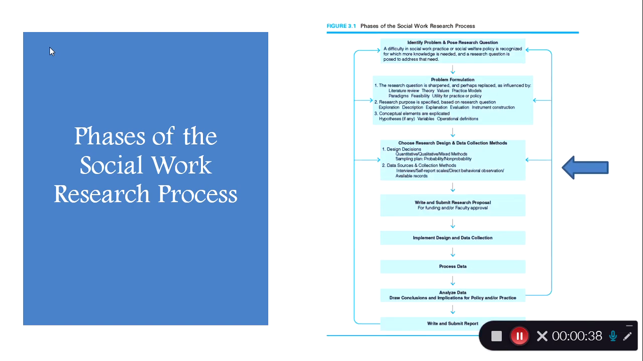So here's our diagram that we've been looking at all semester long, and as you can see, we are now moving down to the third phase in the social work research process, which is related to choosing a research design and data collection methods.